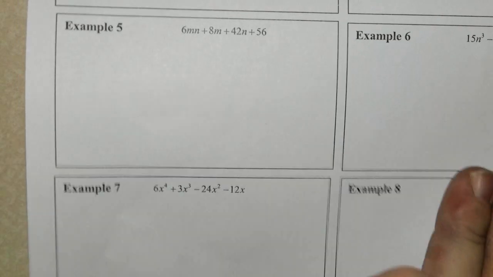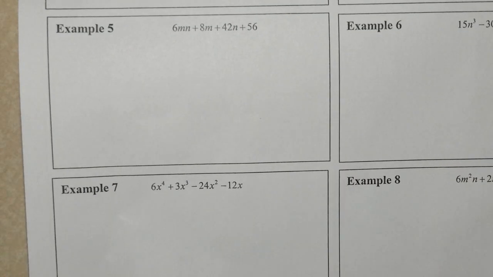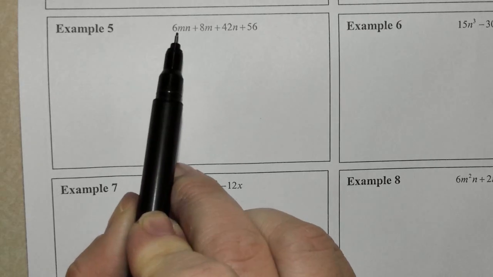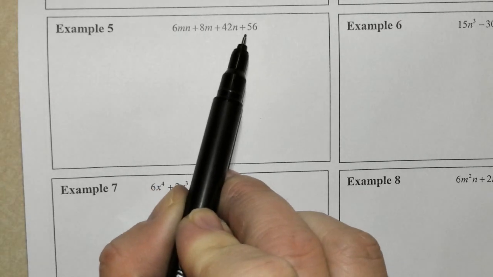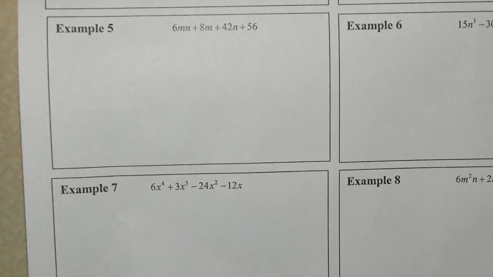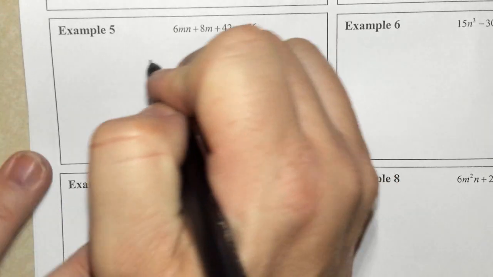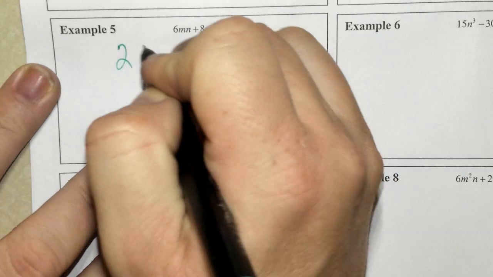Number 5 looks a little bit different. The first thing is, do you see how we have a 6, an 18, a 42, and a 56, how they're all even? If they're all even, they are also divisible by 2. So let's factor out a 2.